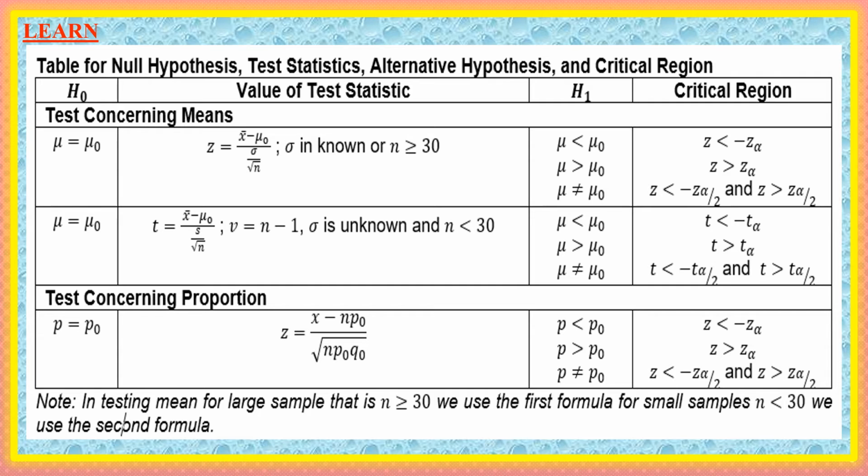So in testing mean for large sample, that is n greater than or equal to 30, we use the first formula for sample means. For n less than 30, we use the second formula.